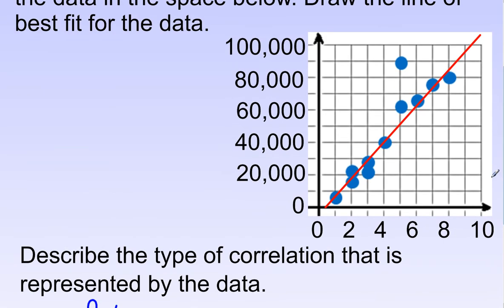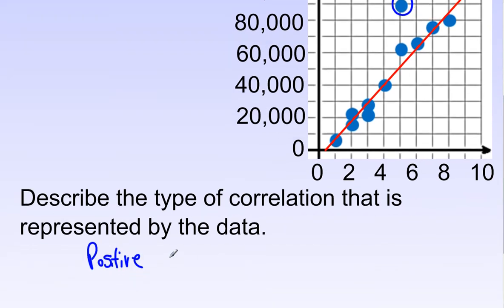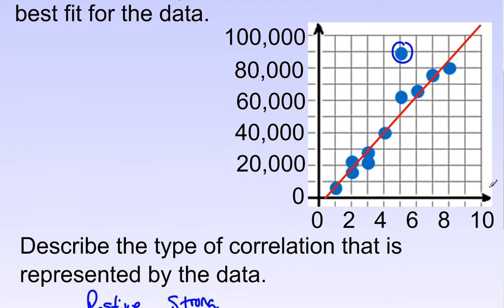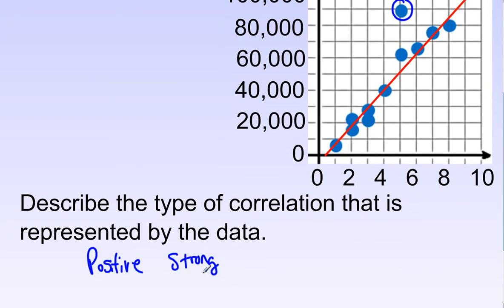Let's see here. Most of this data is pretty tightly packed to this line. The only one that's not really is this one up here. So I'm going to say this is a pretty strong correlation. And then the last thing we have to talk about is, is it linear or nonlinear? Well, that's definitely linear. It's definitely a straight line. So this is a positive, strong, linear correlation.